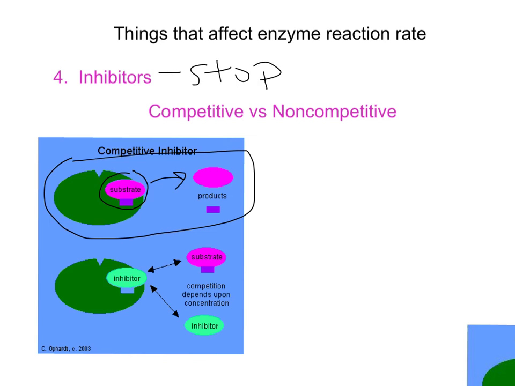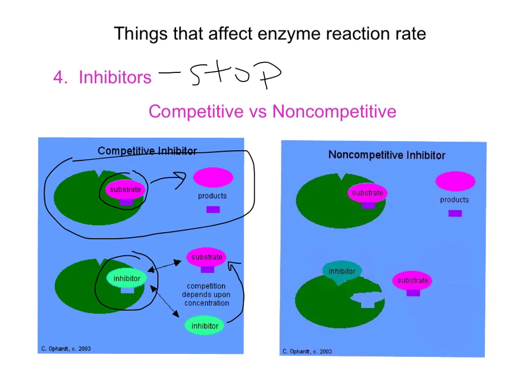When I have a competitive inhibitor present, you'll notice my inhibitor is bound to my active site. My inhibitor looks an awful lot like my substrate here. It's roughly the same shape, because remember enzymes are substrate specific, and so it can fit into that active site. And so now the substrate can no longer get into that enzyme, so that's going to slow down our rate of reaction.